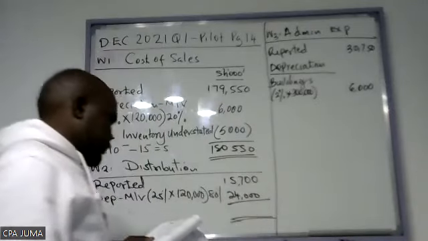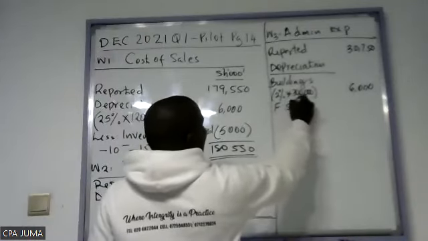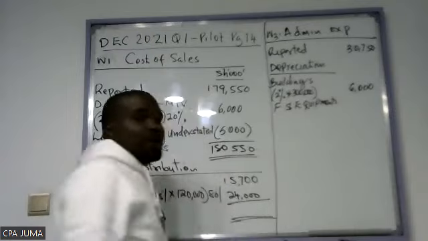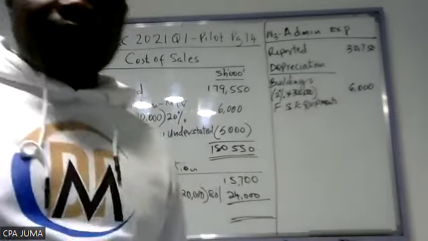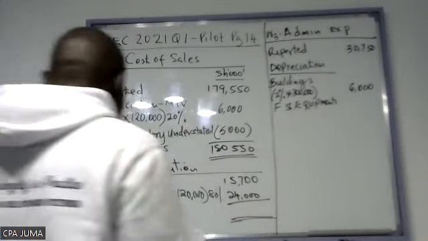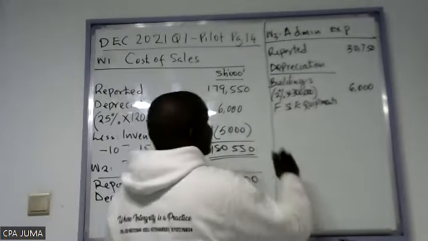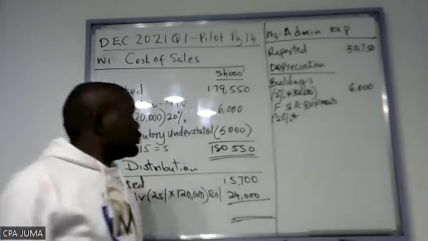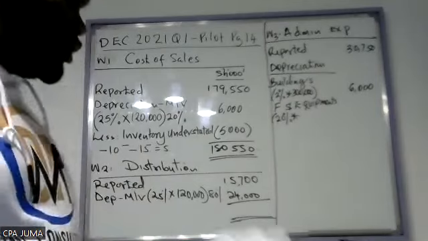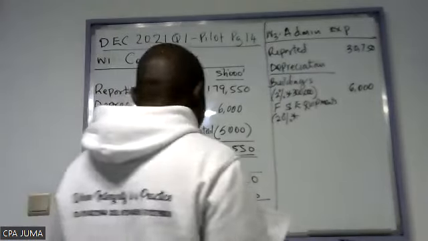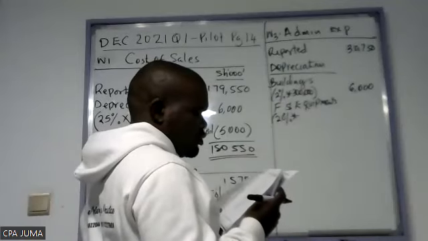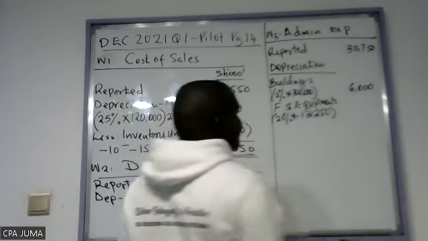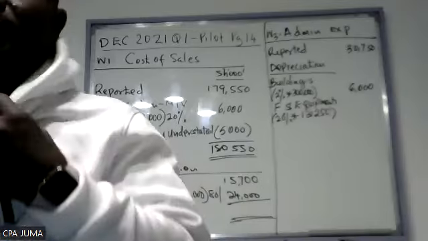Then furniture and equipment. So furniture and equipment, 20% times the value of furniture, which was 131,250. So give me that figure. Multiply and help me with that figure.